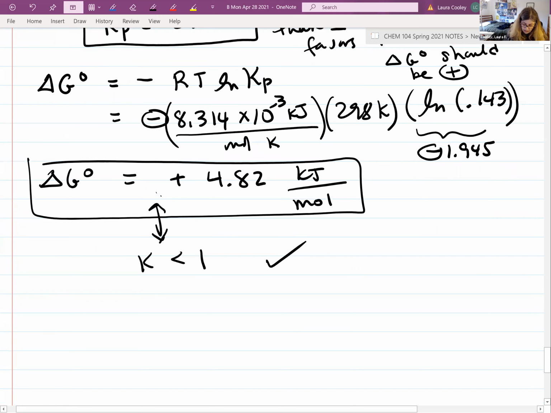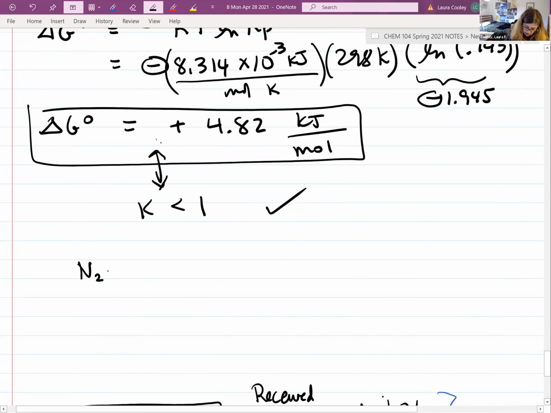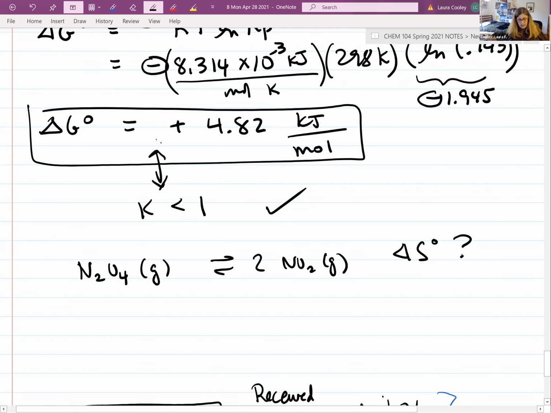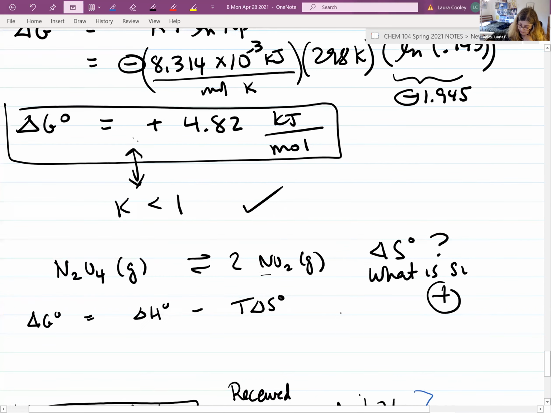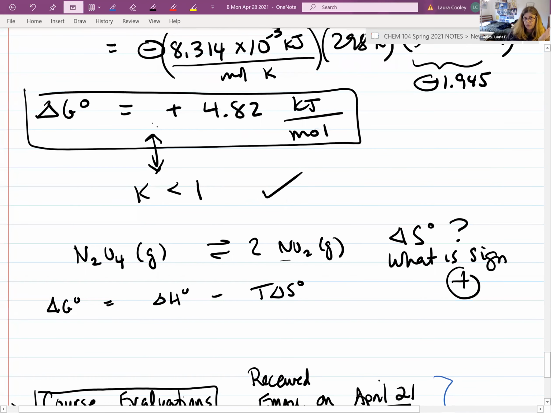Here's another little thing I could ask. You know, here we're dealing with this problem. And the delta S0, I could say, well, what is the sign of the delta S0? So suppose you know, here's delta G is delta H minus T delta S. So you're gaining a mole of gas, so it should be positive, right? Because the moles of gas is increasing. So that means this would be positive and this would be negative, okay?